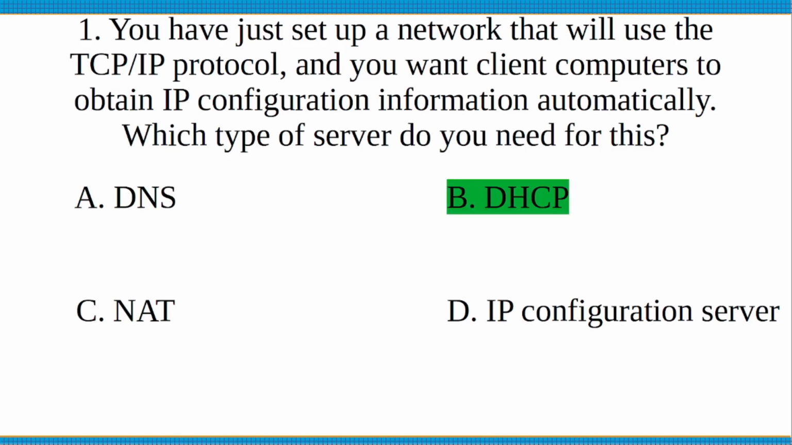The answer here is B. DHCP. So DHCP stands for Dynamic Host Configuration Protocol. It provides IP configuration information to hosts when they join the network. DNS is domain name system. It resolves host names to IP addresses. And NAT, which is network address translation, translates private IP addresses to public IP addresses. There is no IP configuration server.